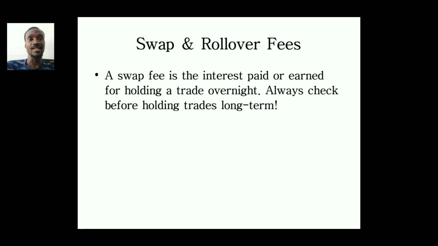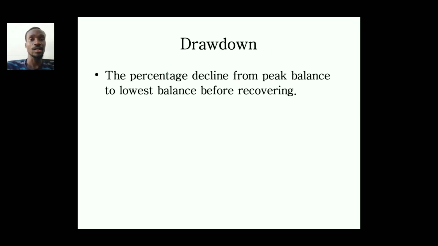We have swap and rollover fees. A swap fee is the interest paid or earned for holding a trade overnight. You pay this swap fee to your broker for holding a position overnight. That's what we call a swap fee. Then we have drawdown. Drawdown is the percentage decline from peak balance to lowest balance before recovering. Drawdown is mostly what you lose before regaining your profit.